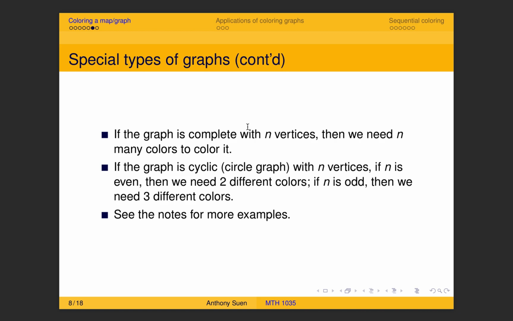On the other hand, if you have a graph which is cyclic, cyclic means a circle graph. That means you can always put those vertices on a circle.